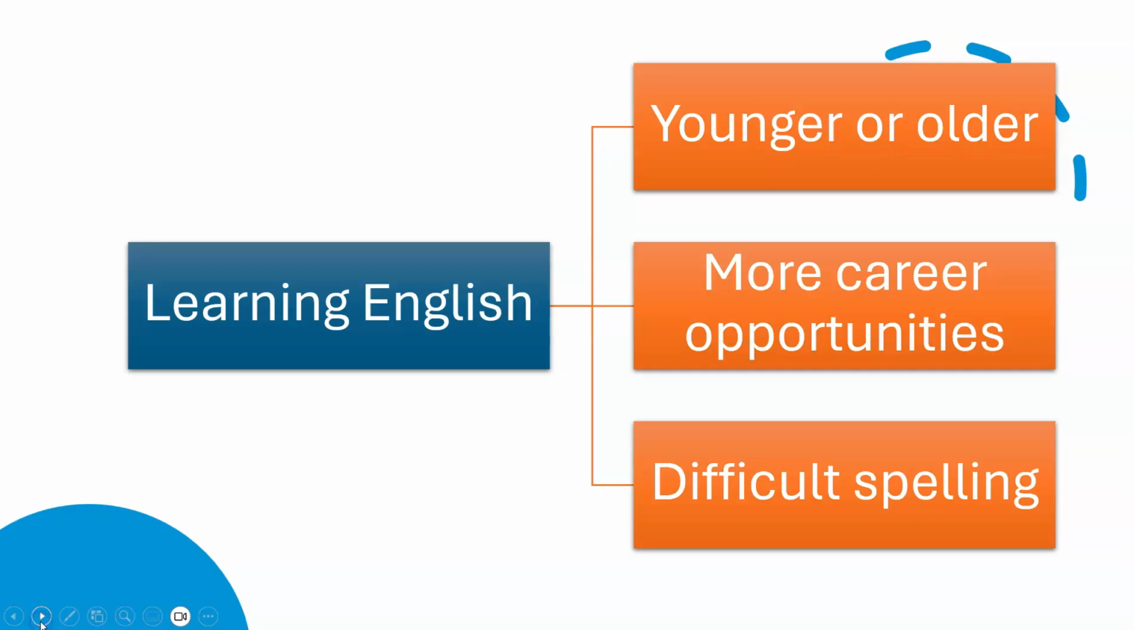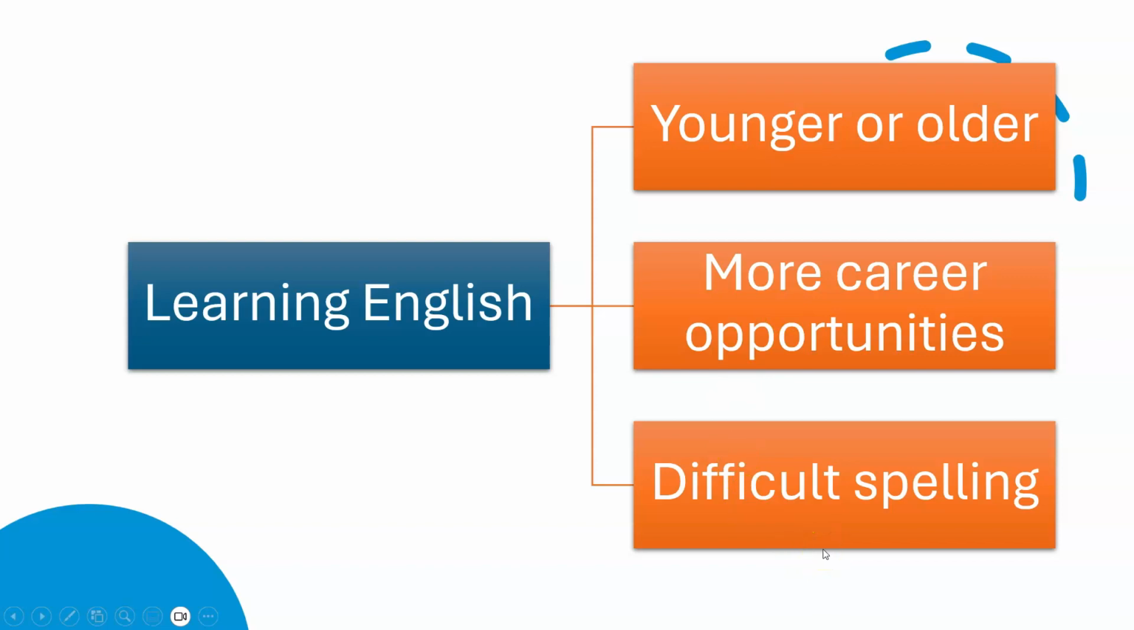Okay? Let's look at some things that are not effects, some problems that some people have when they're writing about effects. So we want to talk about what are the effects of learning English? Okay, so this person says, okay, I'm going to write about learning English. I think it's easier to learn English when you are younger compared to being older. Okay, because when you're younger, your brain is more flexible, so it's easier to learn. You also have more career or job opportunities after you learn English.